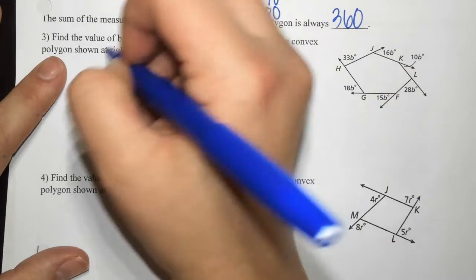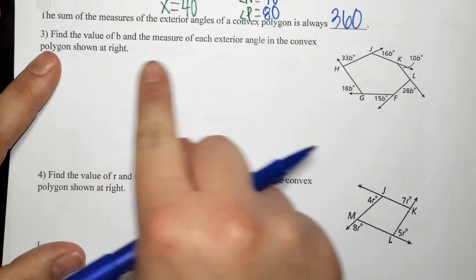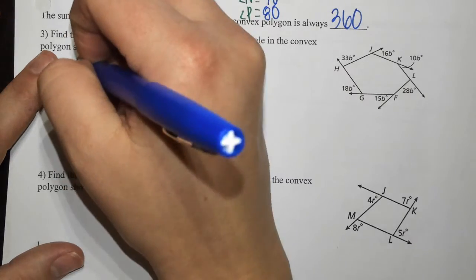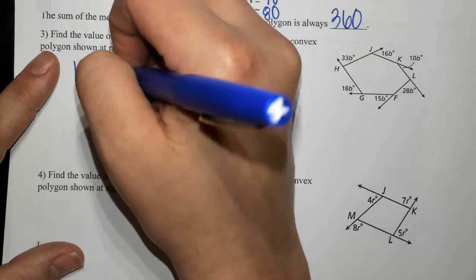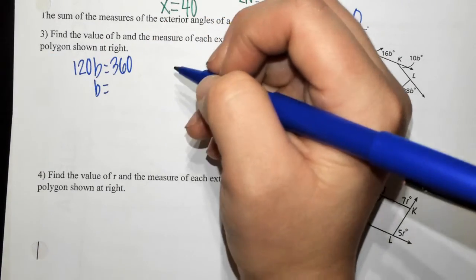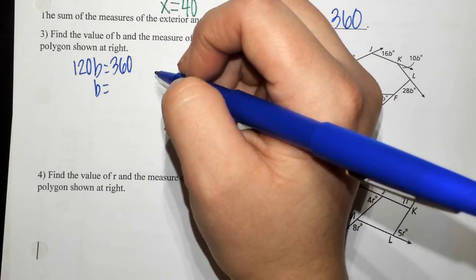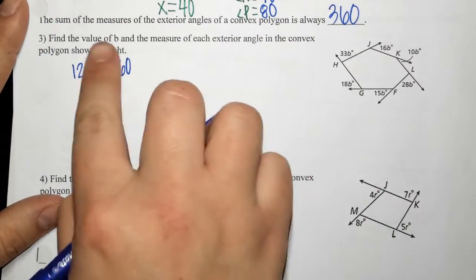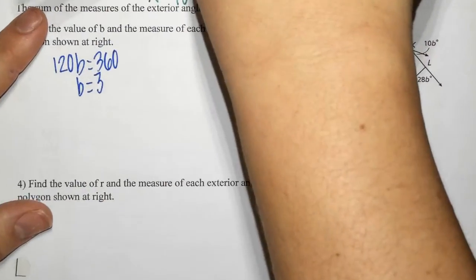Okay, so do I need to write out how I got all the B's together? No. Okay, how many did you get? So you have 120B equals 360, and when you divide, what is B? 3? Yeah.